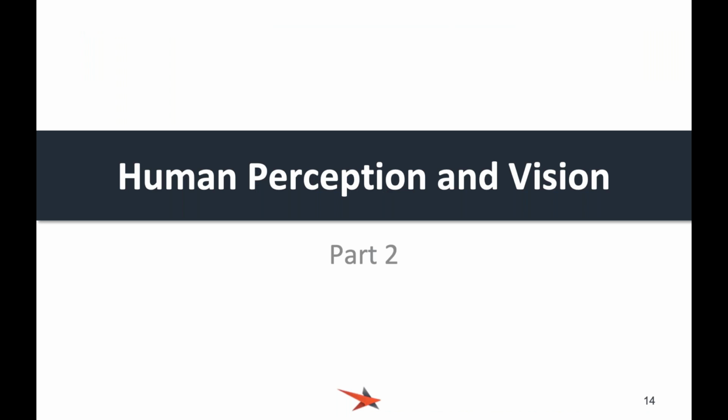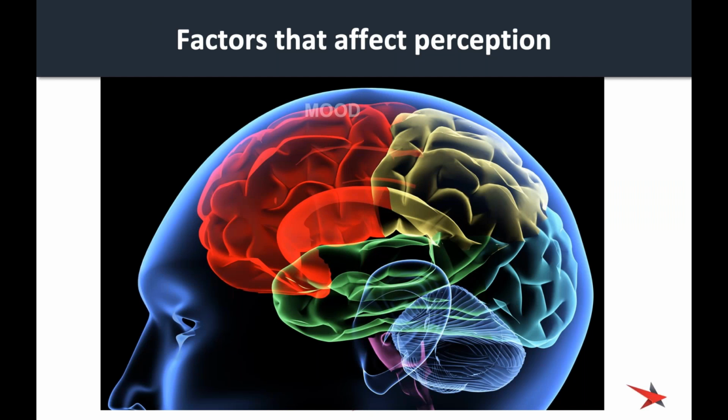So, human perception and vision, chapter 2. So, we talked about the physics of light and color as natural phenomena. These are kind of absolutes. And we touched on the necessary interaction between the object and the observer.